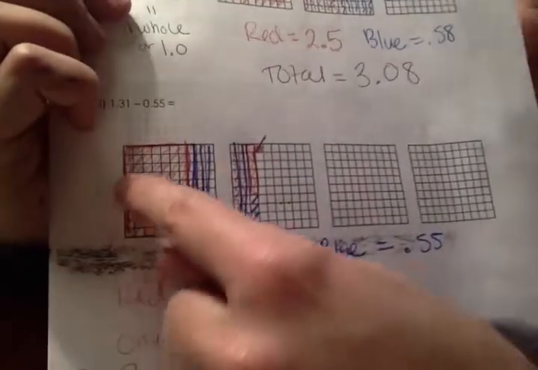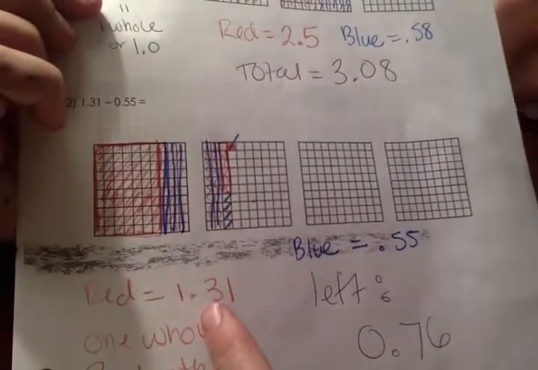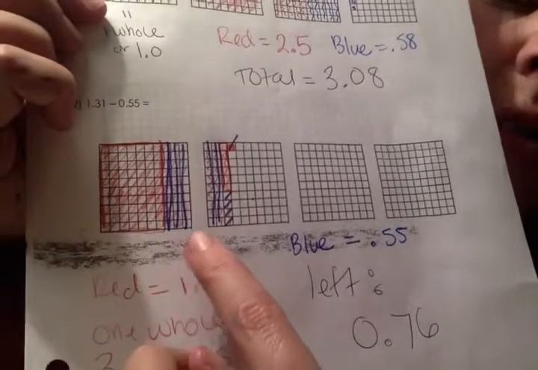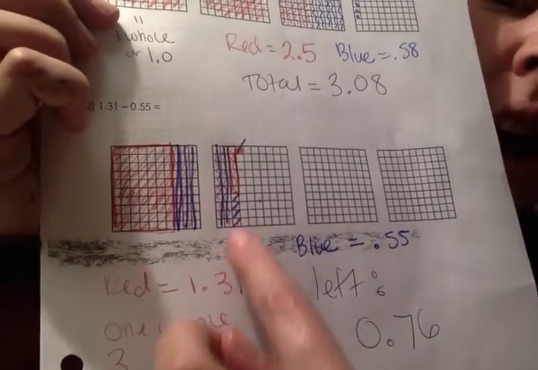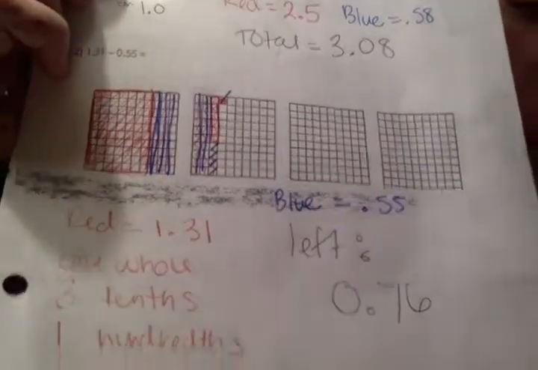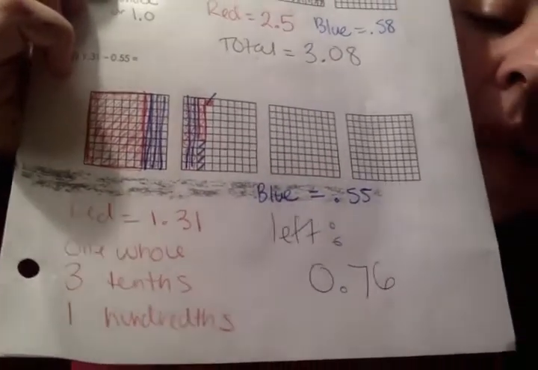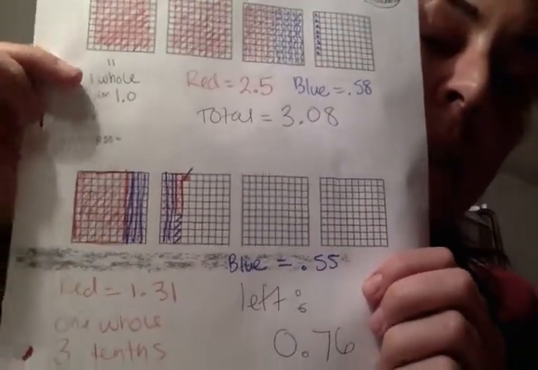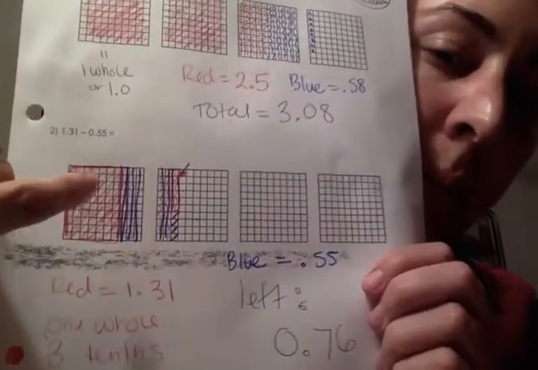I shaded in an entire whole in the red to represent the 1. And then the 3, that's in the tenths place, so I can shade in 3 columns to represent tenths. 1 column, 2 columns, 3 columns. And then I just have 1 extra hundredth, so just 1 little extra square. Okay, 1 whole, 3 tenths, 1 hundredth. I made some notes for myself. Now, I need to cross out 55 hundredths in my blue marker.